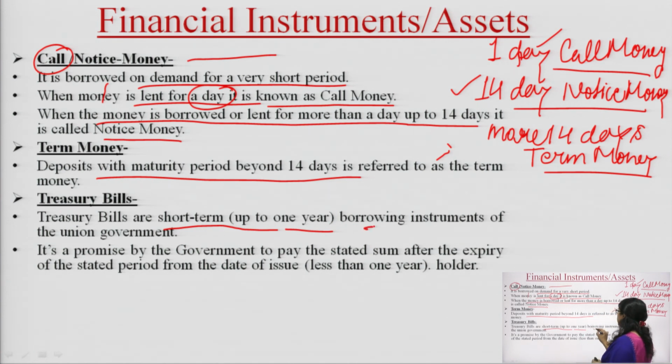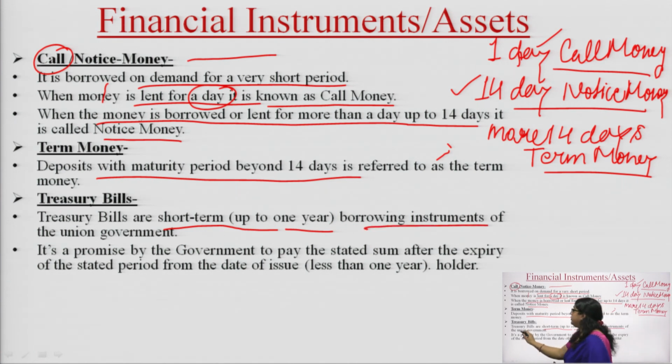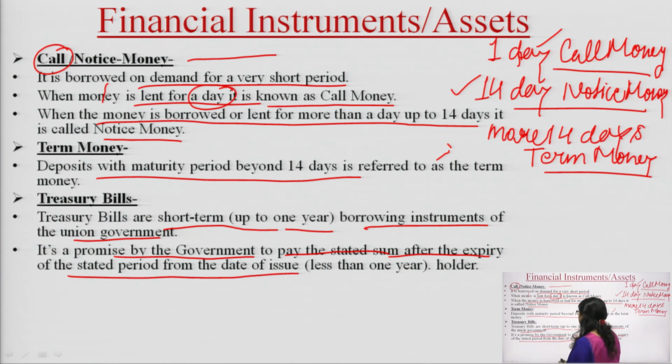These treasury bills are the borrowing instruments of the union government, and it is a promise by the government to pay the stated sum after the expiry of the stated period from the date of issue. When you issue these treasury bills, they start with the issue date and end with the mentioned time duration, and that duration should be less than 1 year. Meaning if it exceeds 1 year, then it will not be a treasury bill, it will become long term funding.